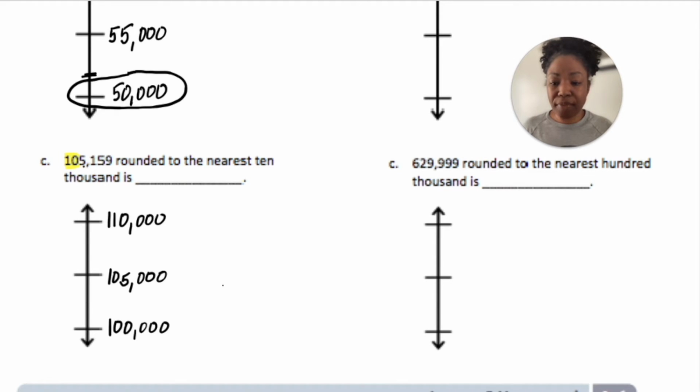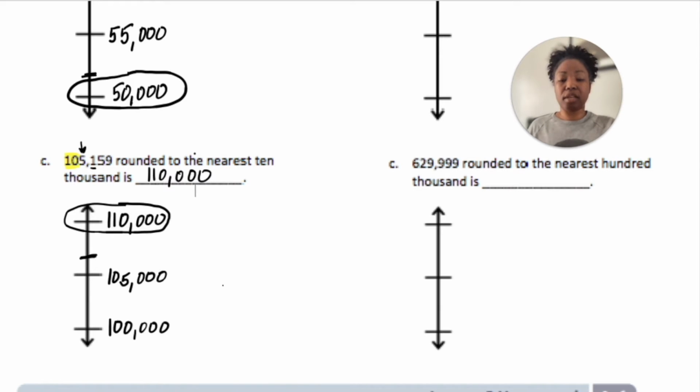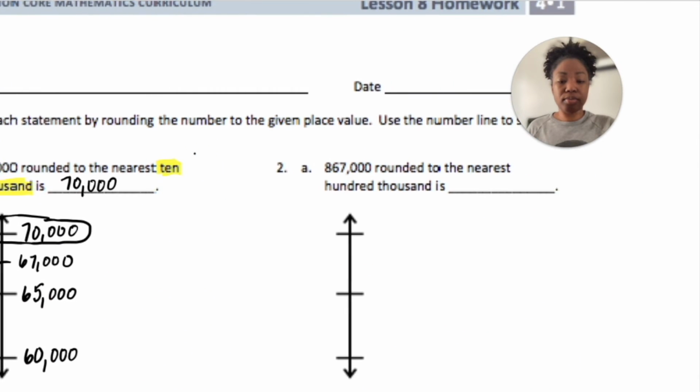If it's halfway or more, we round up. But then this is 105,100. This is 0 hundredths, 100. So that will be more than halfway. So we round up to 110,000.